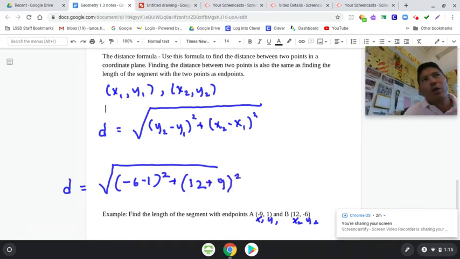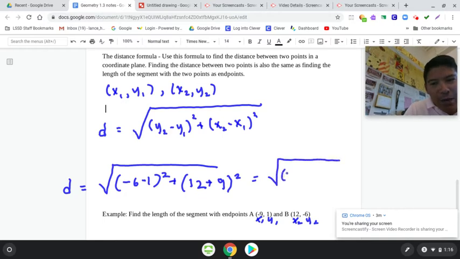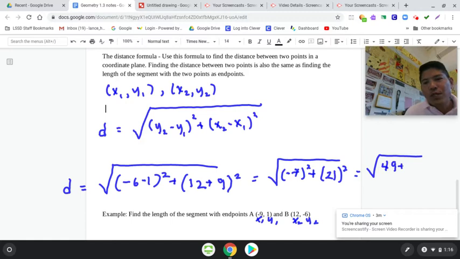And then you have to use your order of operations. So do everything in parentheses first. Negative 6 minus 1 is negative 7. And then we'll square that. I'm just going to write everything out to show all my work. Plus 12 plus 9, 21. That's squared. You have to do everything underneath the radical or square root first. So negative 7 squared, 49, plus 21 squared, 441.